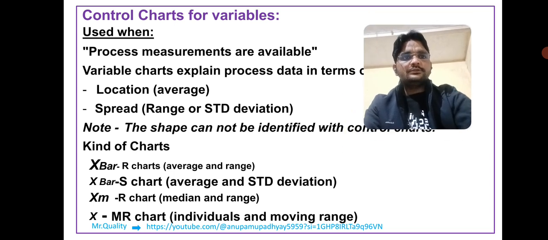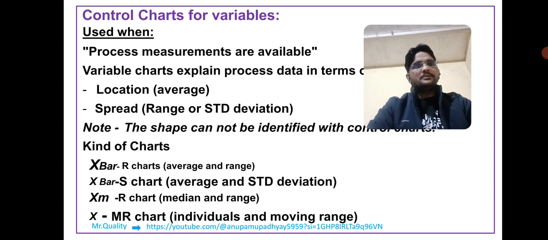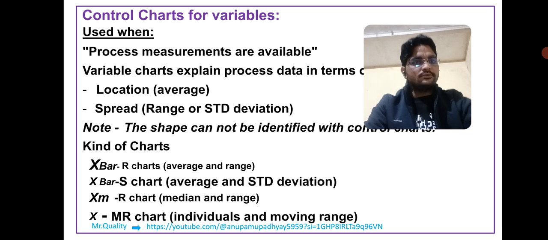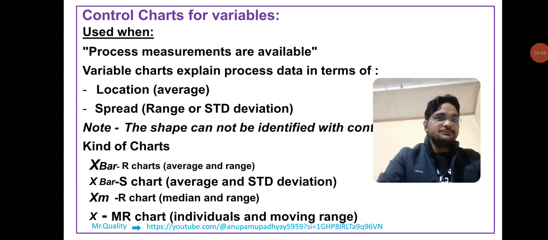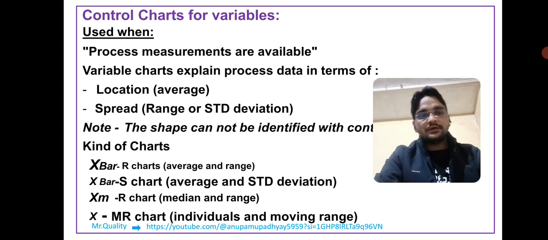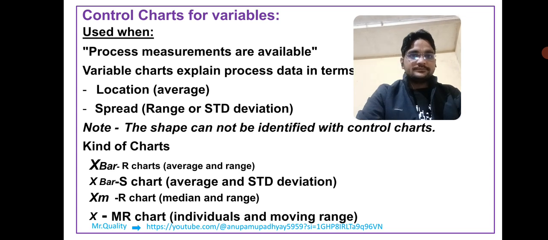Now we will explain control charts for variables and attributes one by one. First one is control charts for variables. Variable charts explain process data in terms of location, meaning average, and second, spread, meaning range or standard deviation. These two parameters are covered by variable charts. Note, the shape cannot be identified with control charts.